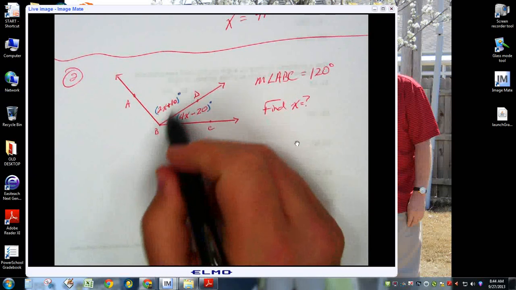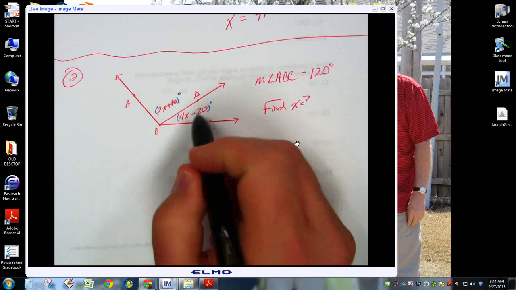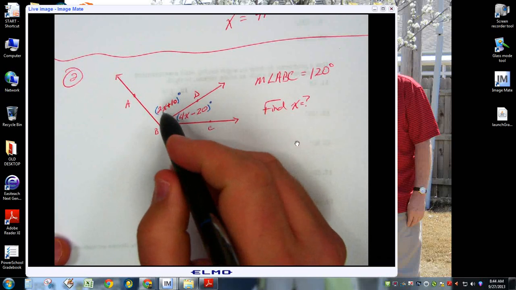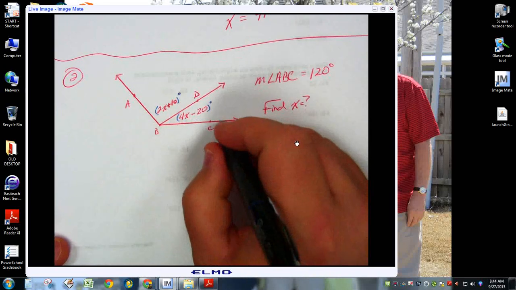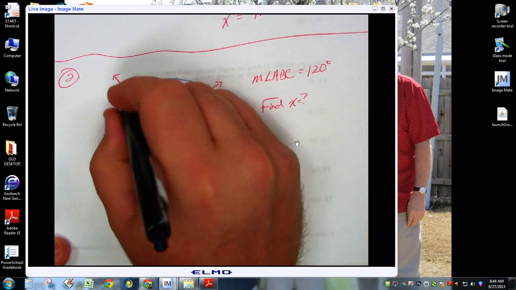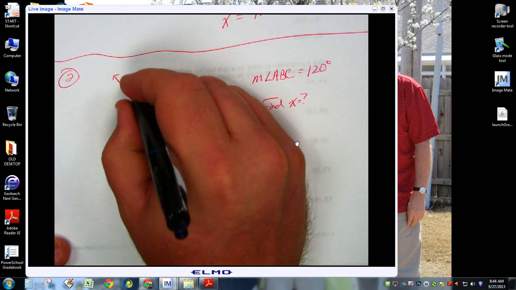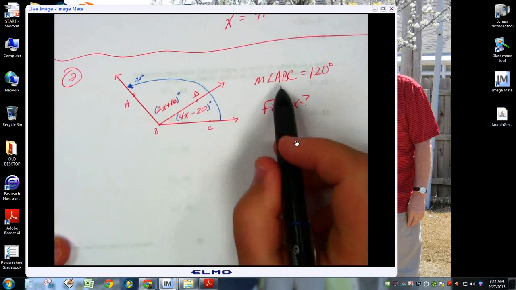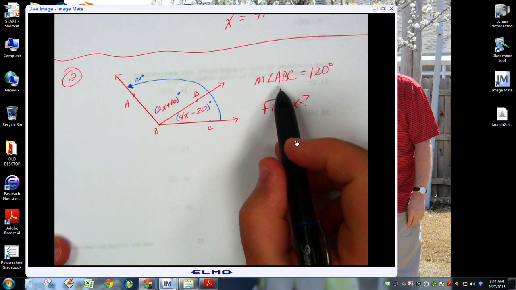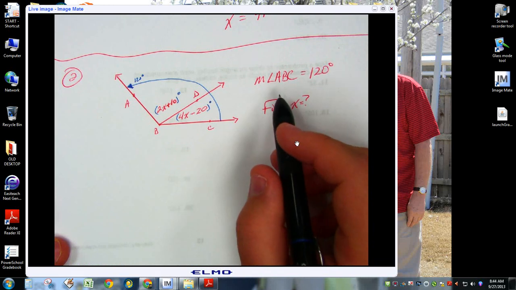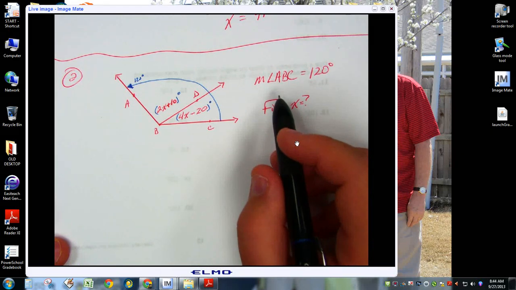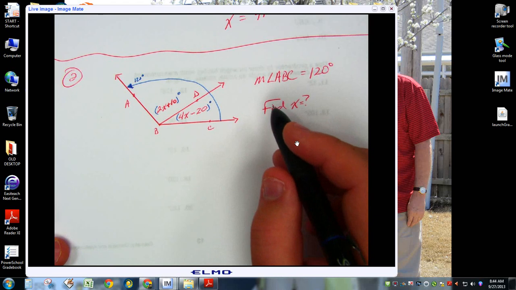It's just saying that 2x plus 10 represents the measure of this angle, right? And then what else is this saying? That this whole big angle right here is how much? 120. You guys see that? That's what this is saying. Okay, do you see an equation here? 2x plus 10 equals 4x minus 3.